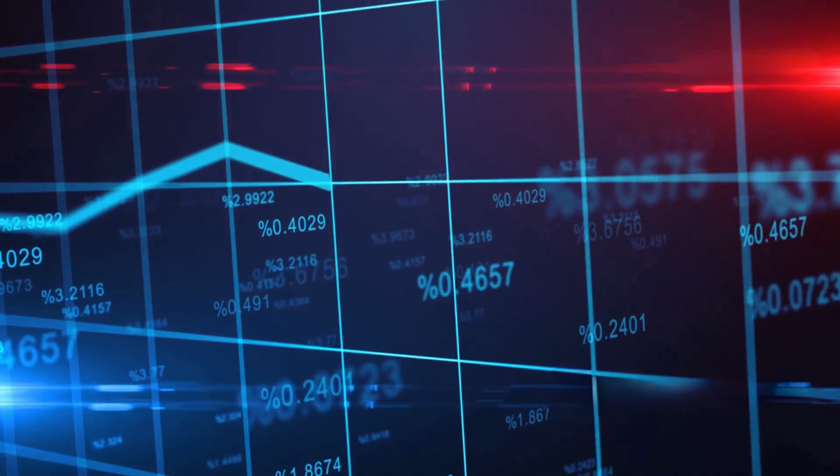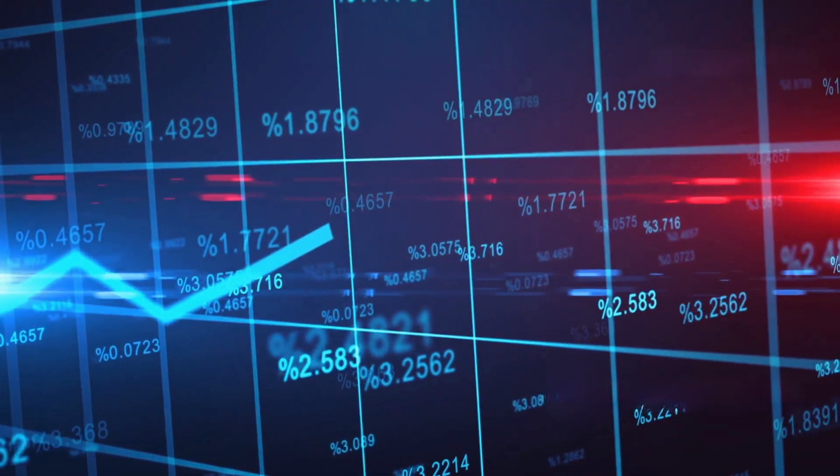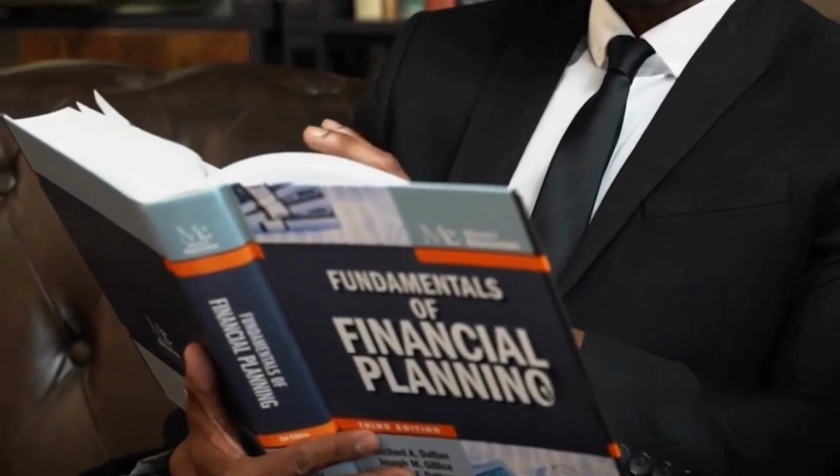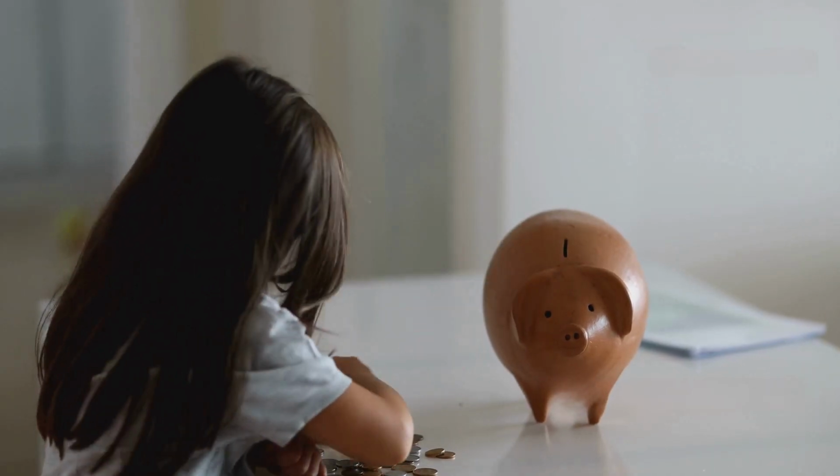This simple formula gives you a quick way to understand how compound interest can grow your investments over time. Using compound interest to your advantage. So, how can you use compound interest to your advantage? Here are a few practical tips.